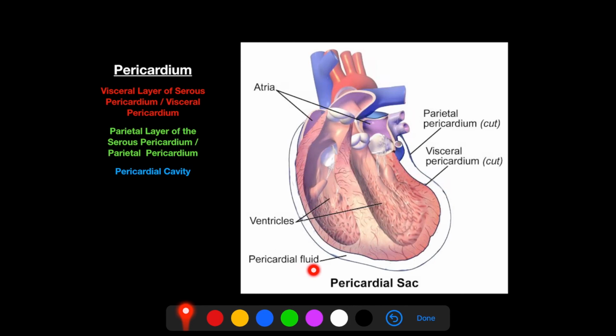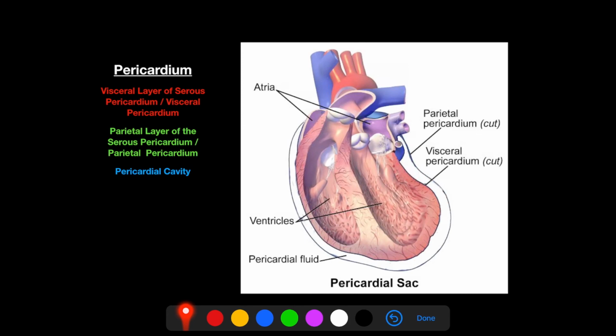And this pericardial cavity is filled with pericardial fluid. And the reason we have this pericardium is actually to reduce friction. Now, the heart is constantly beating throughout your body, and this pericardial sac, just the pericardium, actually helps reduce friction because of all this pericardial fluid that's surrounding the heart in its entirety.